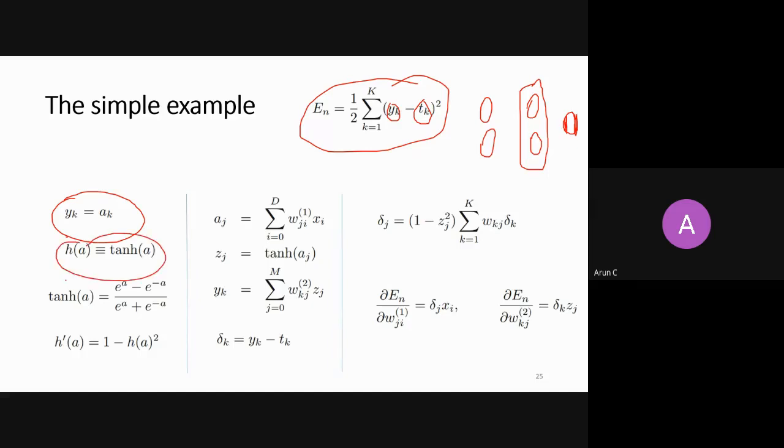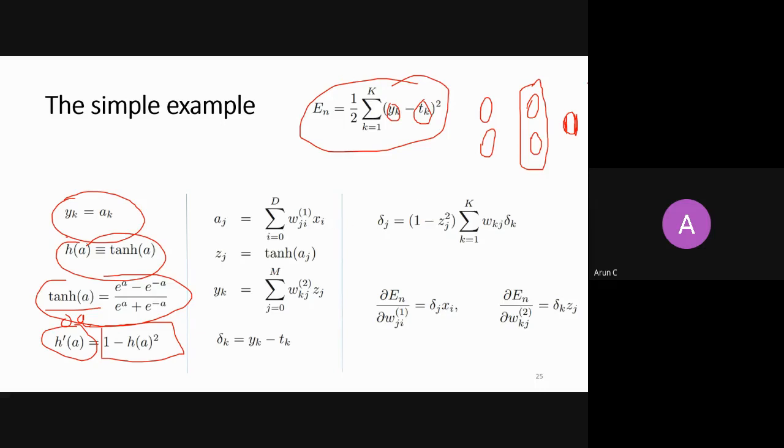So if you write tanh like this, and take the derivative of tanh with respect to a, it is nothing but h dash a. You can write it as 1 minus h square a. You will work on this; these things can be derived easily. So if you take the derivative of tanh a with respect to a, it is nothing but 1 minus h square a itself. Fine.